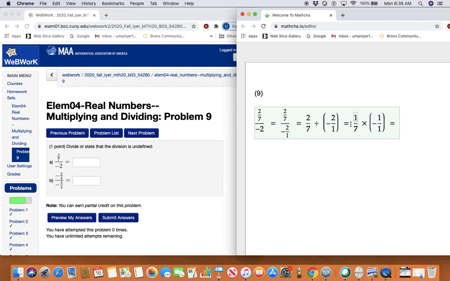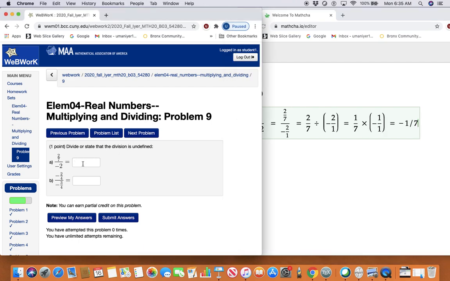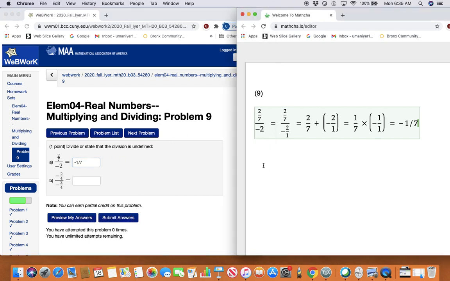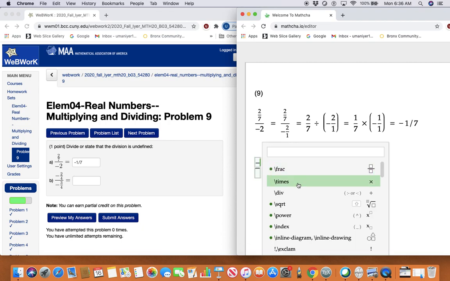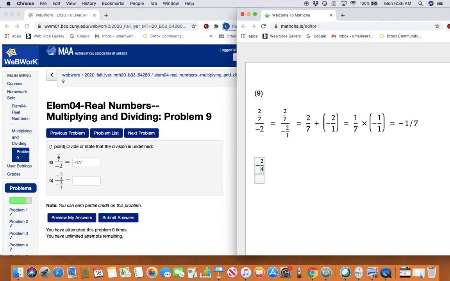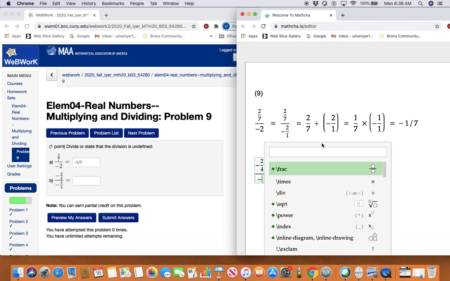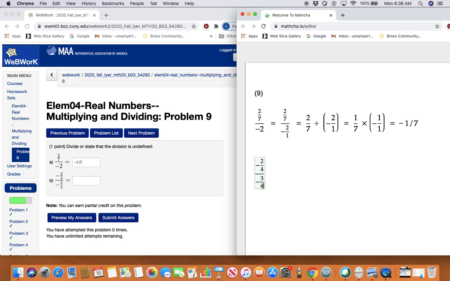So overall, positive times negative is a negative. 1 times 1 is 1, and 7, right? So negative 1/7. Next question. You have a fraction over a fraction. Okay. So numerator itself is a fraction, 2/4. Denominator itself is a fraction, 3/4.